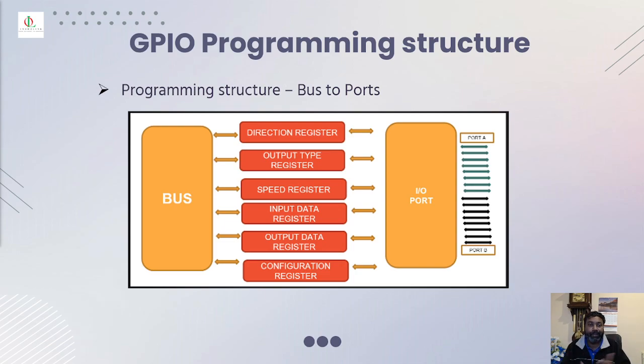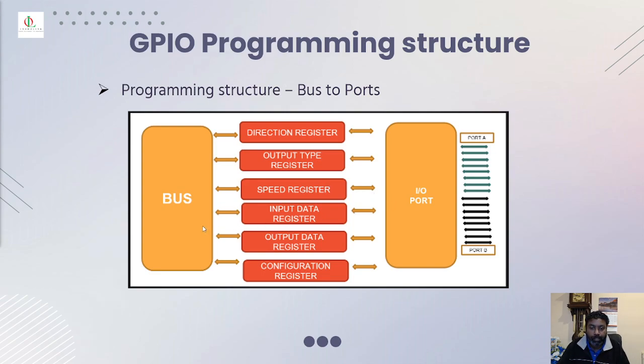Now, let's get into learning about the GPIO programming structure: what the programming is all about, and how you're going to use the GPIOs in the programming. The programming structure shown here is connected between bus and ports.